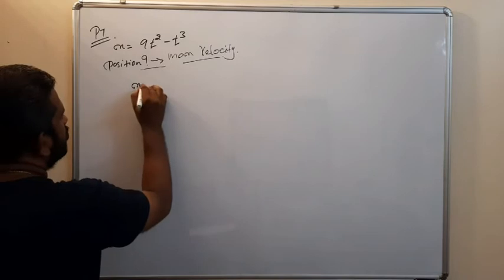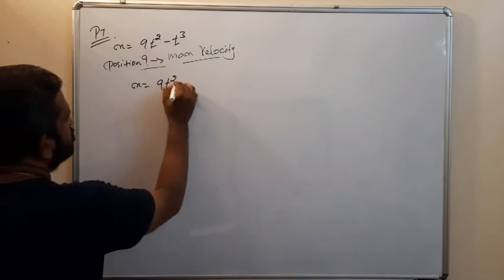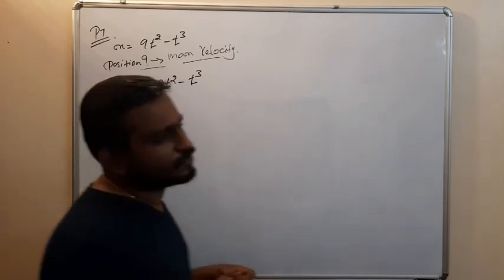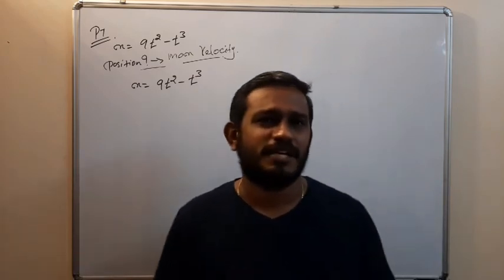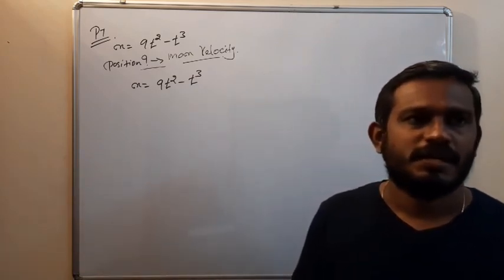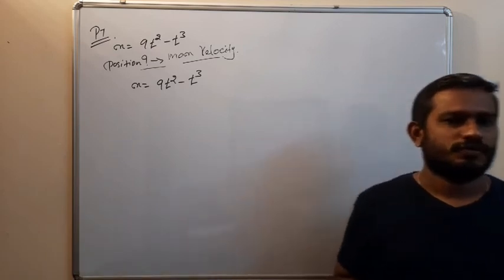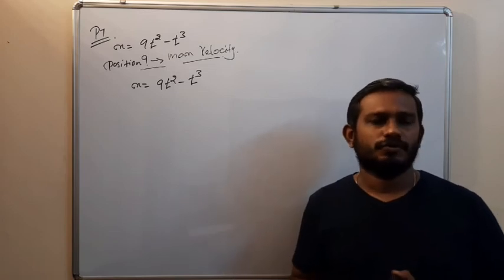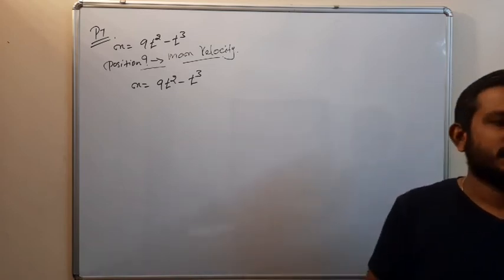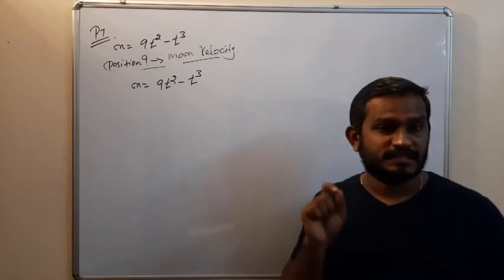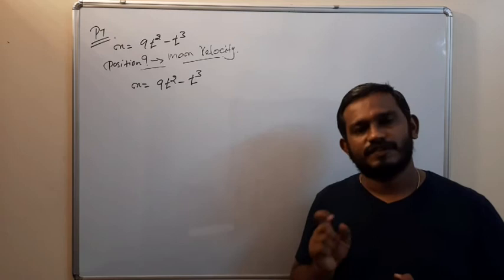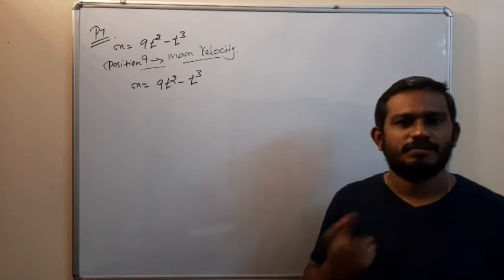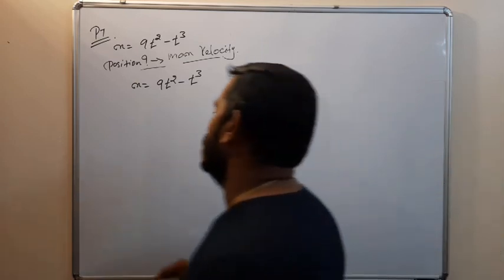So x equal to 9t square minus t cube. Here we will use the concept of maxima and minima of a function. If you don't have the idea of maxima and minima of a function, you go to the Physics 2020 mathematical support for physics video, that is differentiation. In one of the videos in the last topic I have discussed maxima and minima of a function.